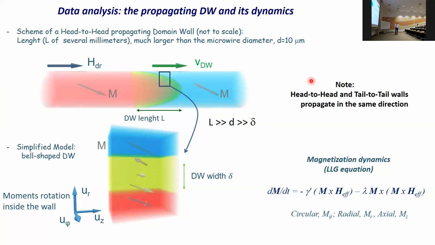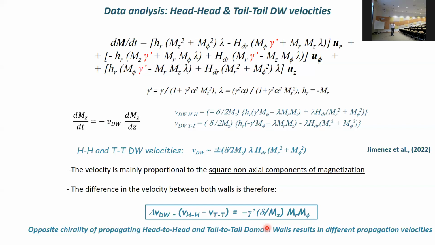And we study the magnetization dynamics using the Landau-Lifshitz-Gilbert equation. This is a general expression where we have to consider all three components of the magnetic moments inside the domain wall: the circular, the radial, and the axial components. So we have these equations. I'm not going into detail, but I would like to emphasize that when we are dealing with head-to-head or tail-to-tail domain walls, the velocity we obtain has different values. So this velocity of the domain wall, plus and minus this expression, is proportional to the square values of the radial and azimuthal components of the magnetic moments in the domain wall. Although I can tell you that the quantitative fitting to the experimental values is not perfect, we can say that this asymmetry in the domain wall propagation is due to the different character of the domain wall, head-to-head or tail-to-tail.